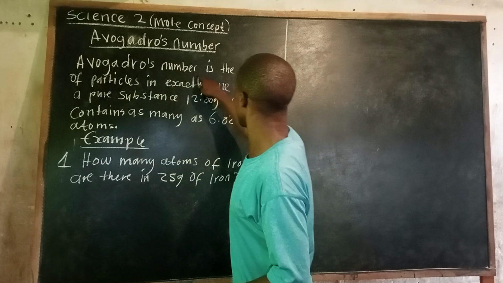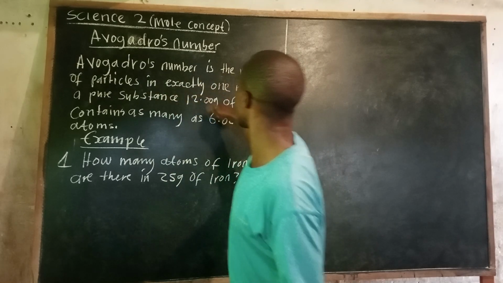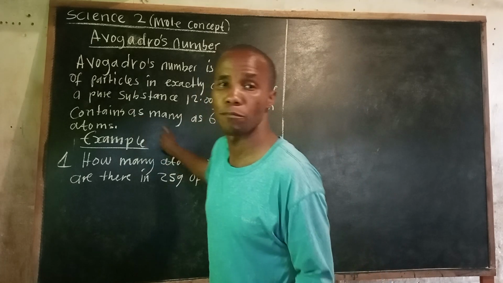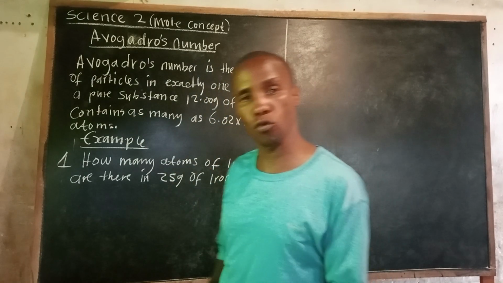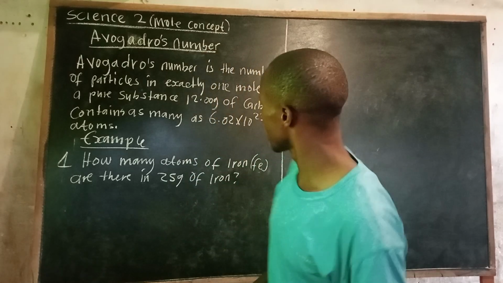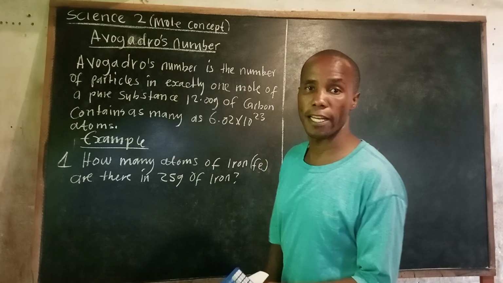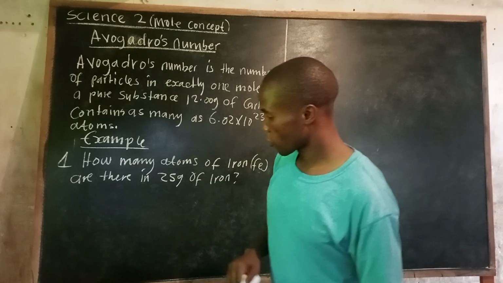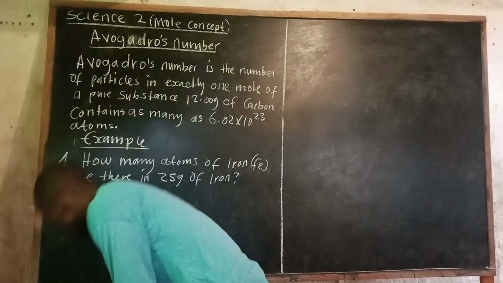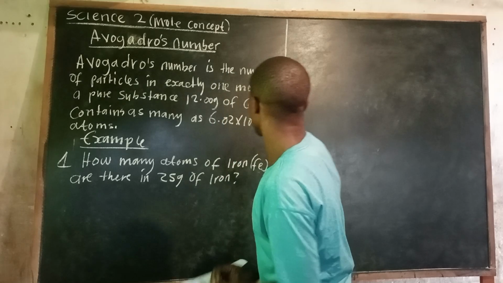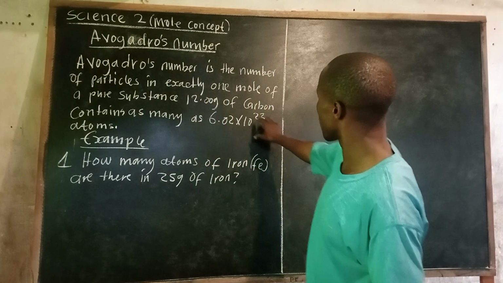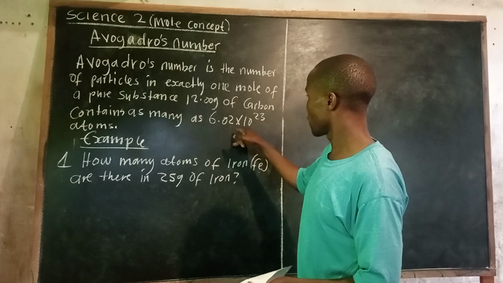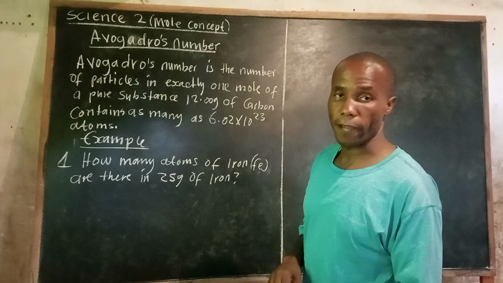Avogadro's number is the number of particles in exactly 1 mole of a pure substance. 12 grams of carbon contains as many as 6.02 times 10 to power 23. This is written in standard form or scientific notation. This is a very big number. This 23 simply means there are 23 zeros there, so instead, they just wrote it in that way.